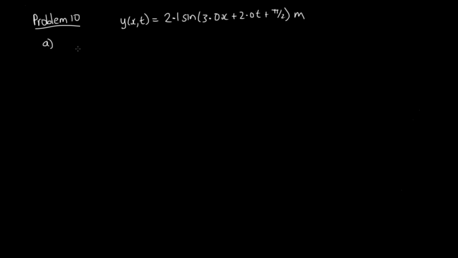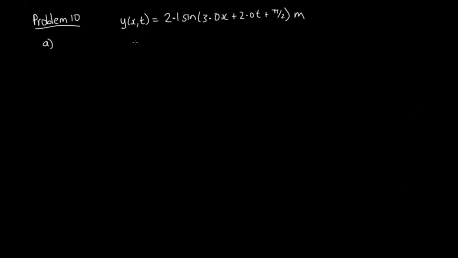Okay, so this is problem 10. In this problem, we're told that a travelling wave described by the equation y of x and t is equal to 2.1 sine 3x plus 2.0 t plus pi on 2 meters. And in part A, we're asked what's the amplitude.